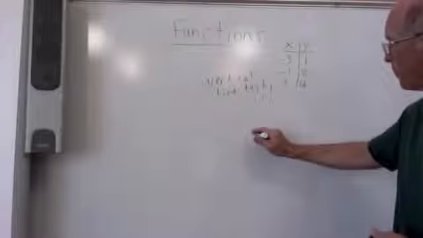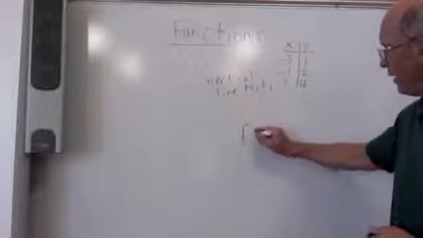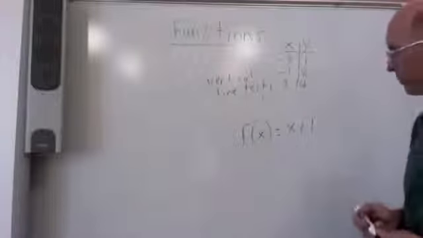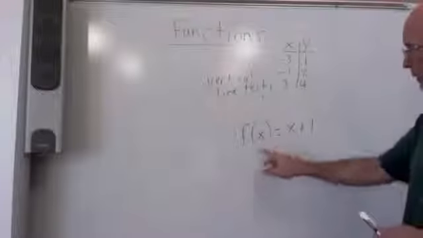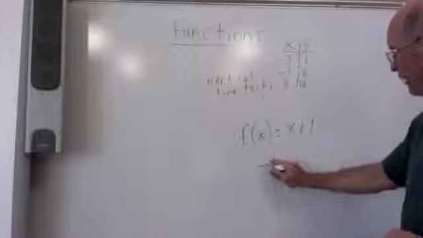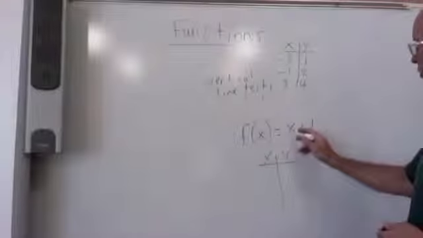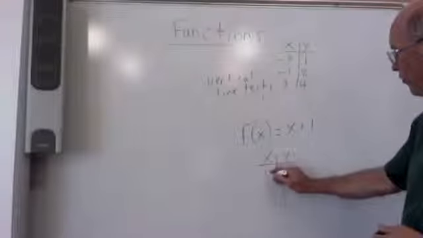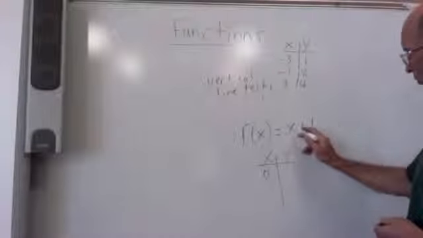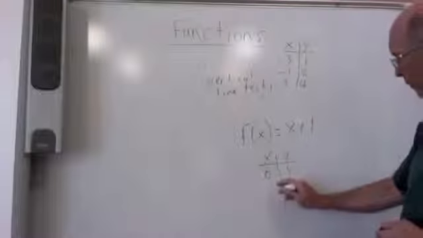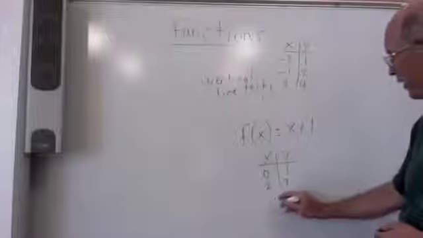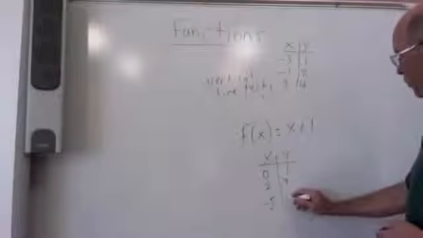Sometimes you'll see functions represented like this. They'll say f of x equals x plus 1. This is kind of like the y value. And we can simply represent that like this, x and y. So stick in a number here, 0. And the function of x is going to end up being 0 plus 1 is 1. Stick in a number 2, 2 plus 1 is 3. Stick in a number -5, -5 plus 1 is -4.